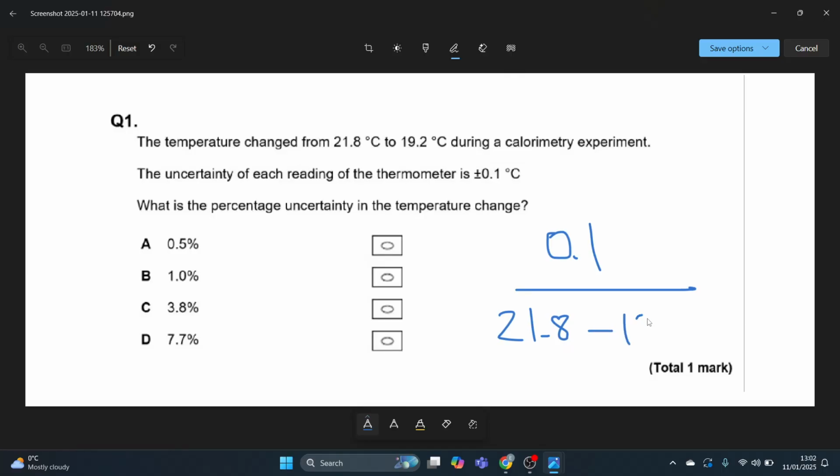21.8 minus 19.2. But because we've got a change, we've had two results: the highest temperature and the lowest temperature, final temperature and initial temperature. So we need to multiply that by 2 and then by 100 because it's a percentage. So there's always one more step for these kinds of questions. So the answer is 7.7%.